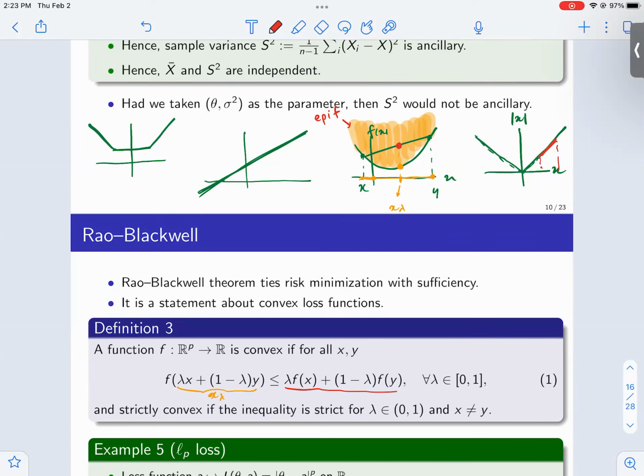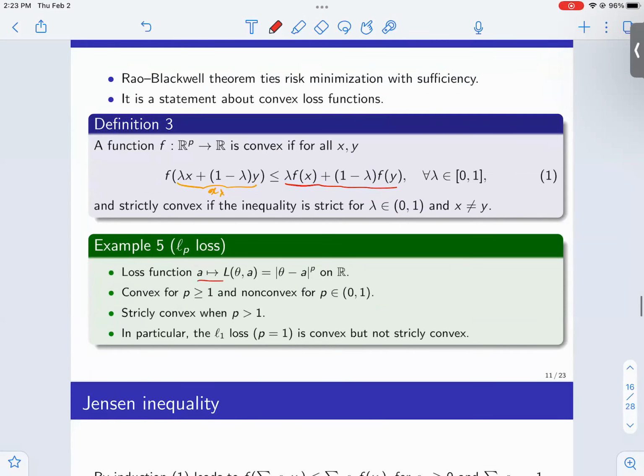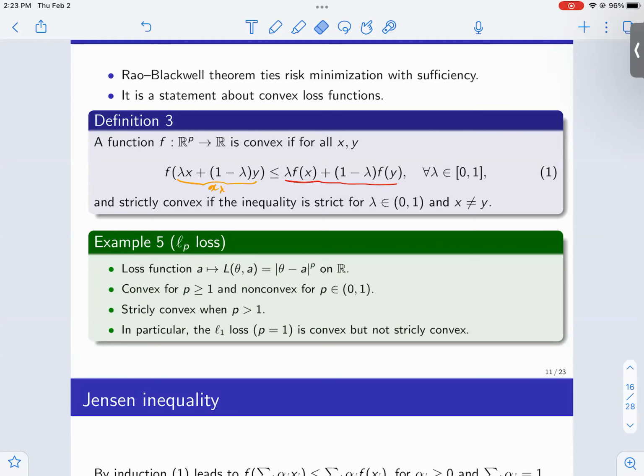Okay, everything fine so far. So this Rolle likelihood is a statement about convex loss functions. For example, if you have this loss function, |theta minus a|^p, if p is bigger than 1, then this is going to be strictly convex. If p is exactly 1, that would be the L1 loss, exactly like this, shifted to theta. And if p is strictly less than 1, then it would be non-convex.